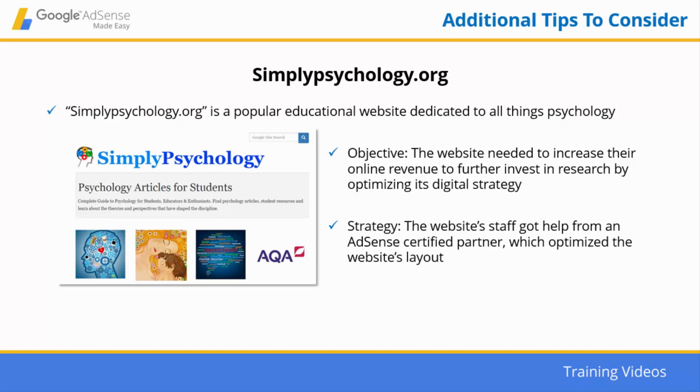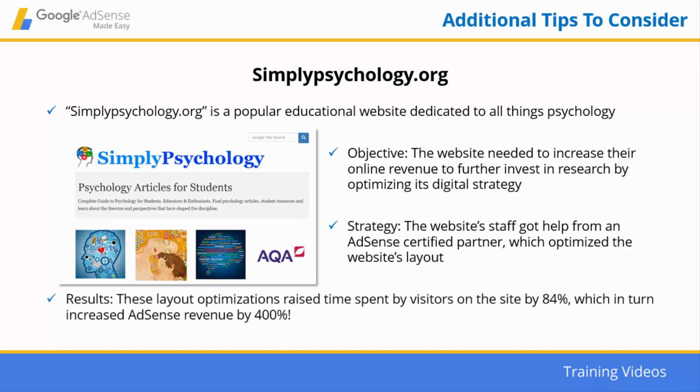Strategy: The website's staff got help from an AdSense certified partner, which optimized the website's layout. Results: These layout optimizations raised time spent by visitors on the site by 84%, which in turn increased AdSense revenue by 400%.